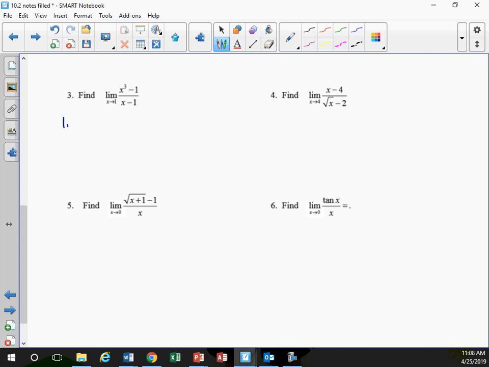All right, guys. Biggest thing on this is make sure your notation is good. Make sure you're writing that limit statement when you need to. We have to show our work. Like for this one, for 3?